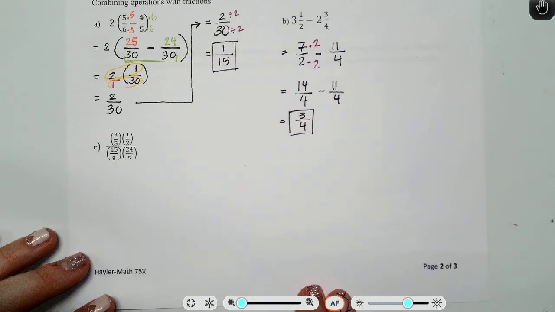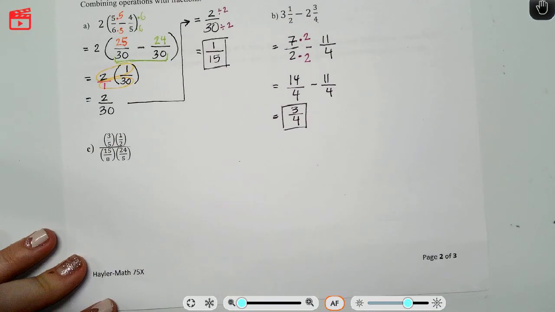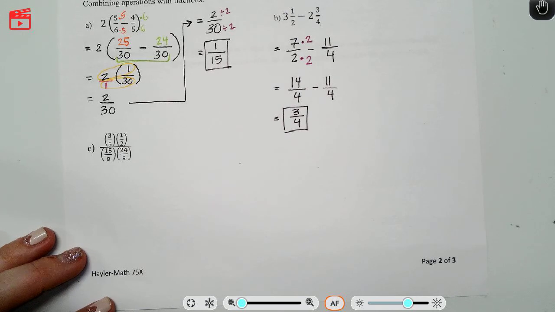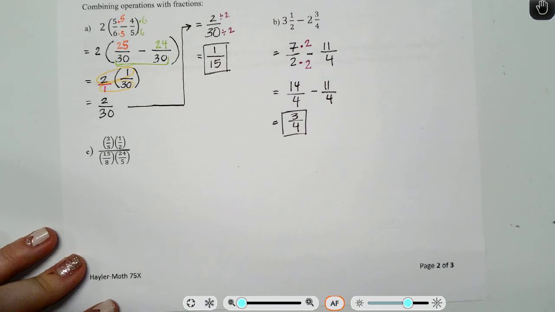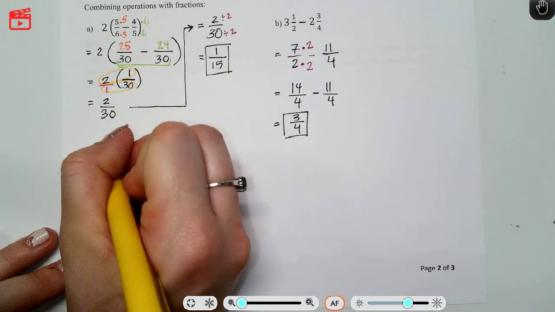All right, let's see C. Ooh, this one is fancy. So we've got fractions over fractions. So it looks like a lot of stuff, but what I'm going to do is let's just focus on the numerator first. Can we simplify that?